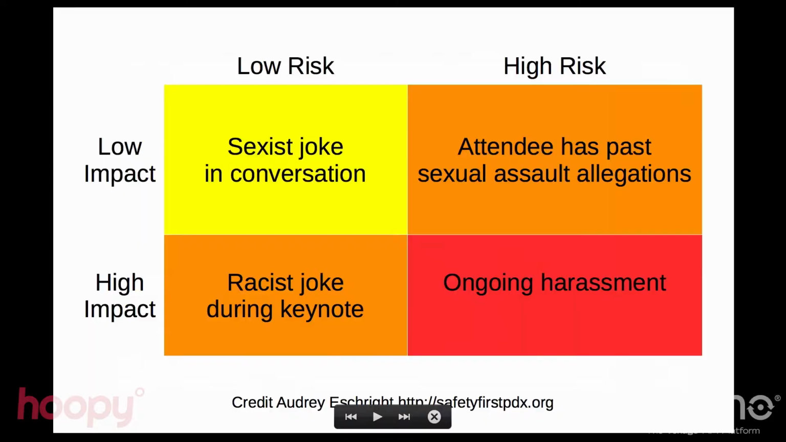And I really want to say thank you to Audrey Eschright. She built a nice website called safetyfirstpdx.org. And she's made this particular framework, which I think is brilliant for thinking about code of conduct violations. So you basically put it into risk versus impact. Risk being, what is the worst case scenario that could happen, and how likely is it to happen? And impact being, how many people does this affect? Is it one person? Is it a whole room full of people?